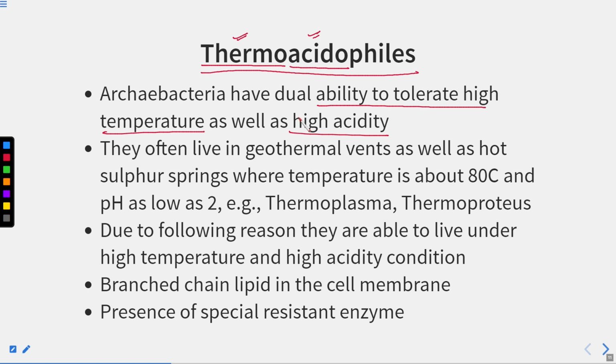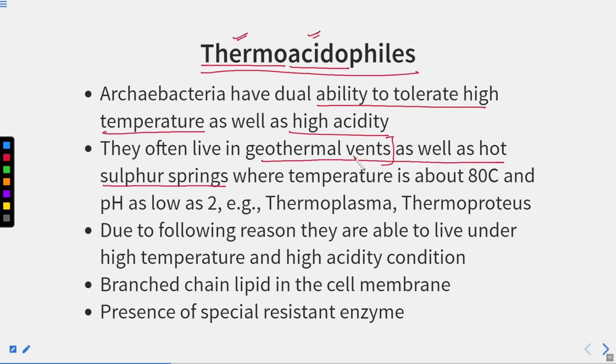So this is also a part of the archaebacteria. We all know this, right? In the classification of the archaebacteria, they have thermoacidophiles, halophiles, right? Methanogen bacteria, and also mycoplasma is there. They often live in geothermal vents as well as hot sulfur springs.